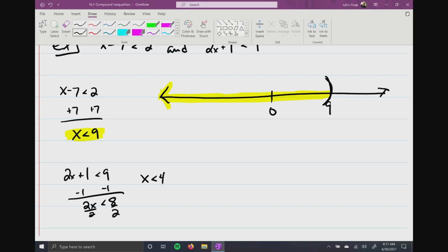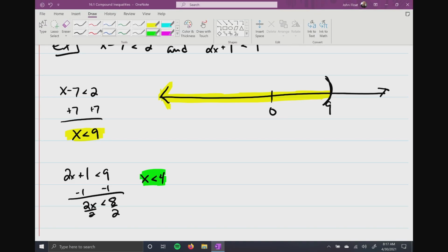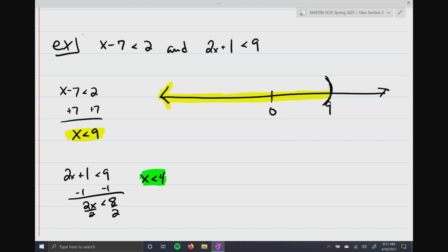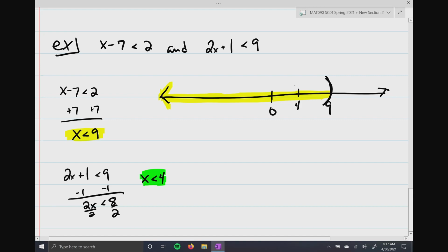And I will go ahead and use a different color. I'll use green. So I labeled my 4 on my number line appropriately. 4 definitely comes before 9. It's going to be another parenthesis, and it's also going to be shaded to the left. So there's my other parenthesis. And then I shade this to the left.